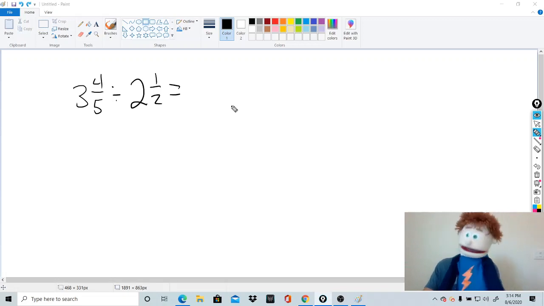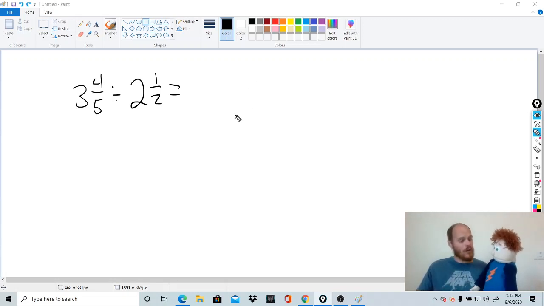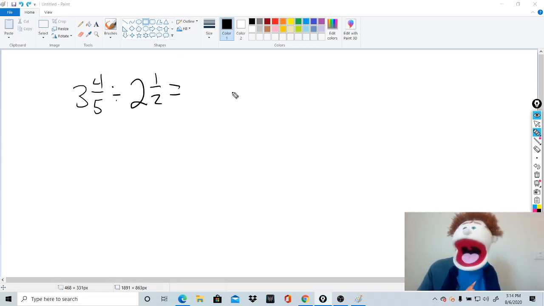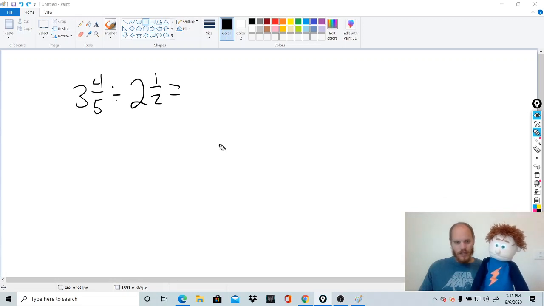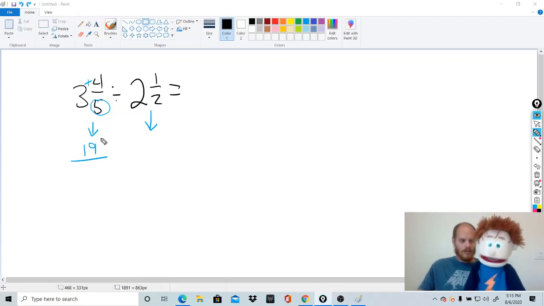Oh man, no fractions. I know, more fractions. But what did we talk about earlier? What makes fractions like this a lot easier to work with? You turn them into improper. Improper. Exactly. So we're going to turn both of these into improper, following the same rule we did last time. We do our denominator times our whole number, which is what? 15. Exactly. And then we add 4, which is 19. And we're going to put it over? 5. Exactly. Good job.